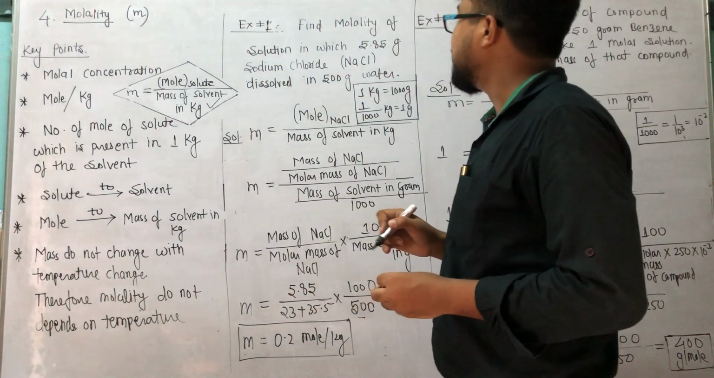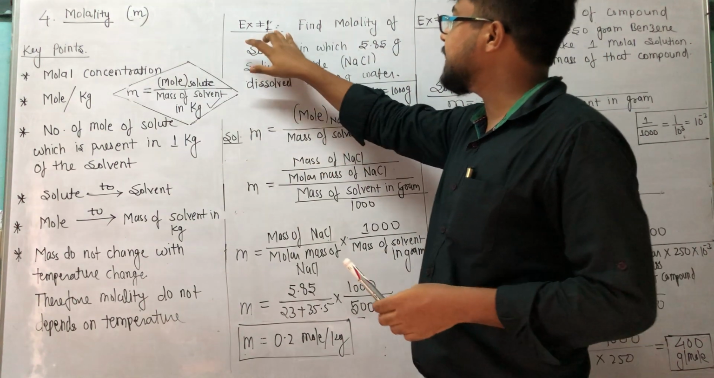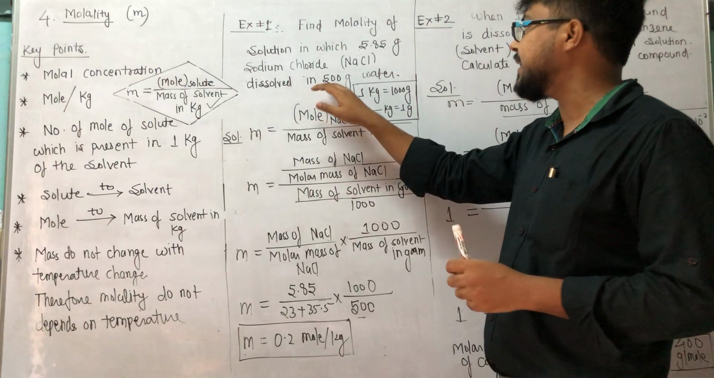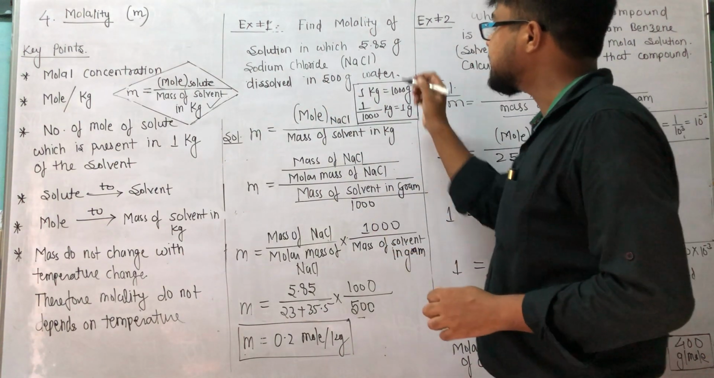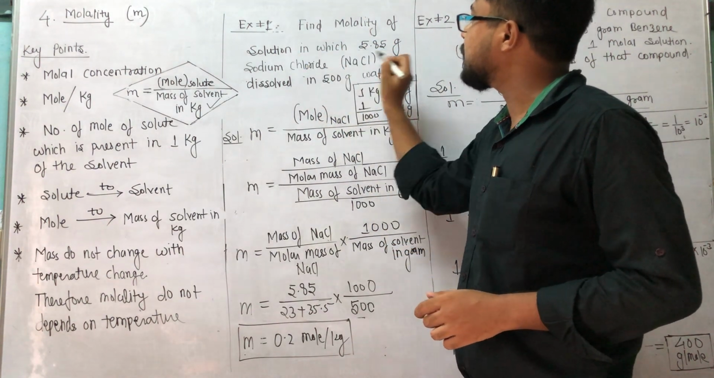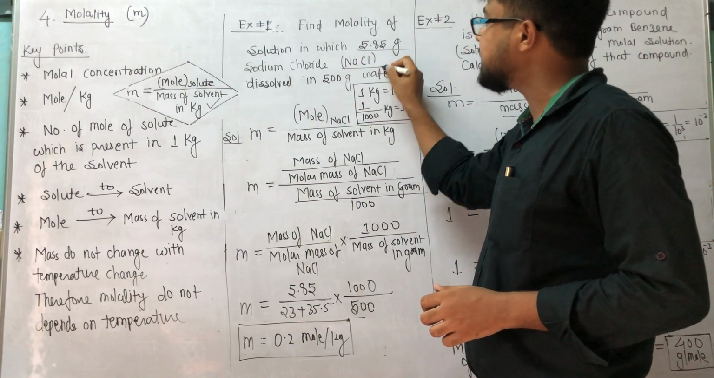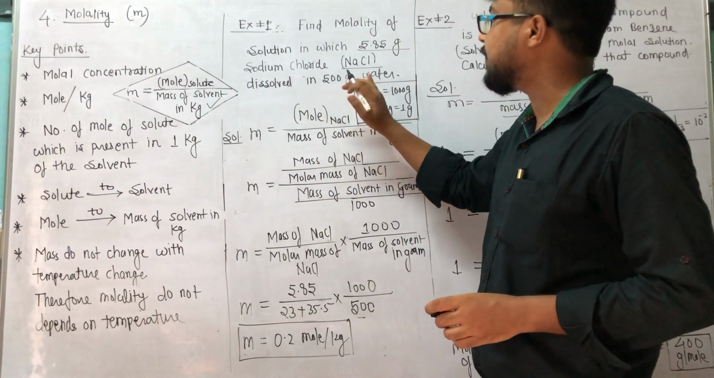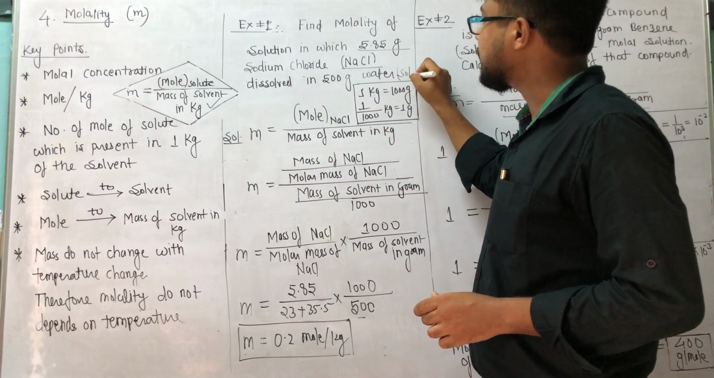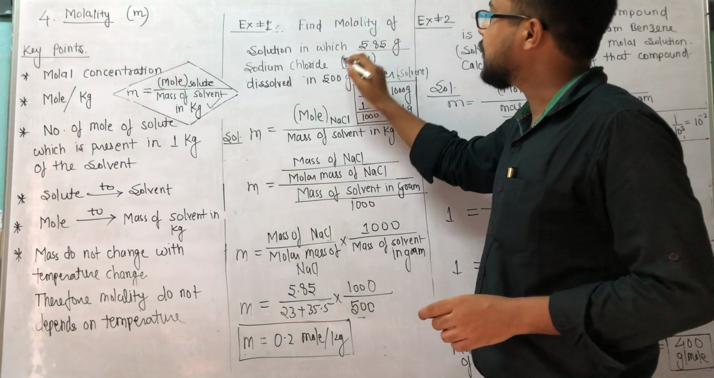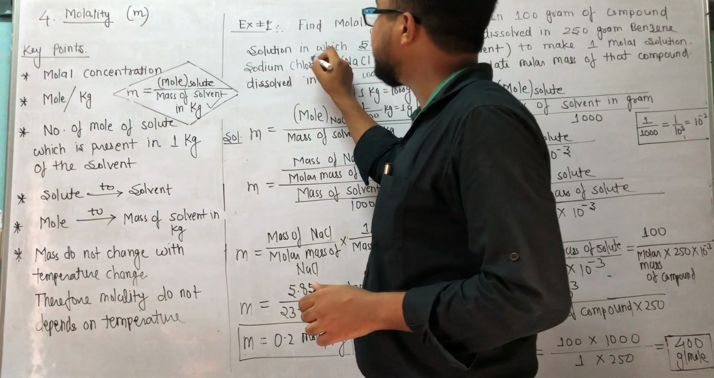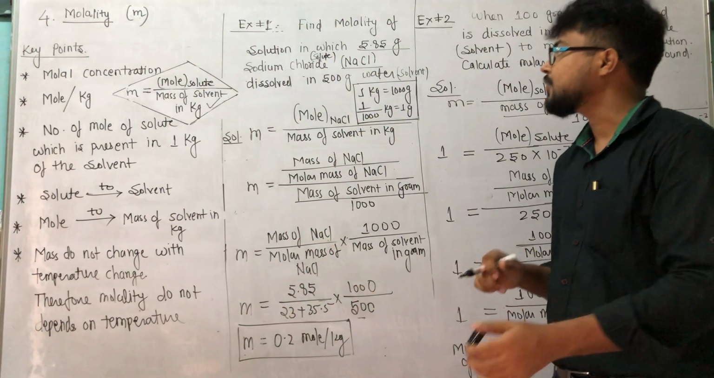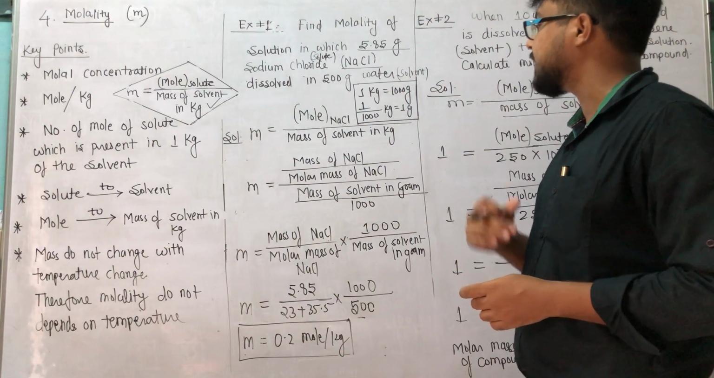Find the molality of a solution in which 5.85 gram sodium chloride is dissolved in 500 gram water. What is this? Some amount of sodium chloride, that is NaCl, 5.85 gram NaCl dissolved in 500 gram water. What is water? Water is the solvent, and sodium chloride is the solute, correct. Solute is the lesser amount, and the solvent is the larger amount, correct.